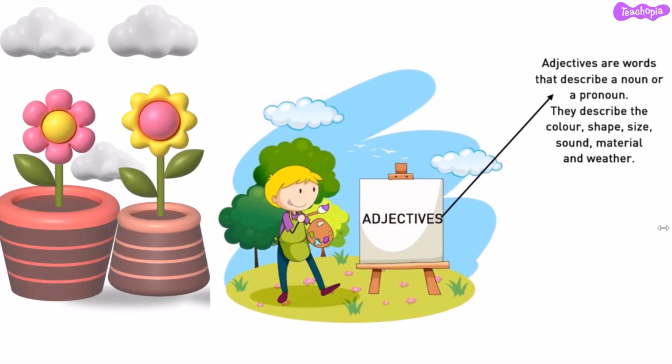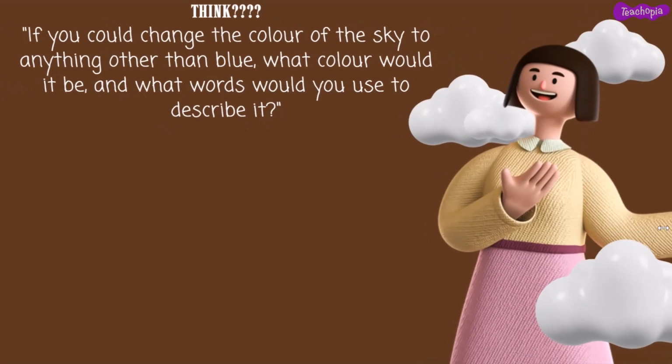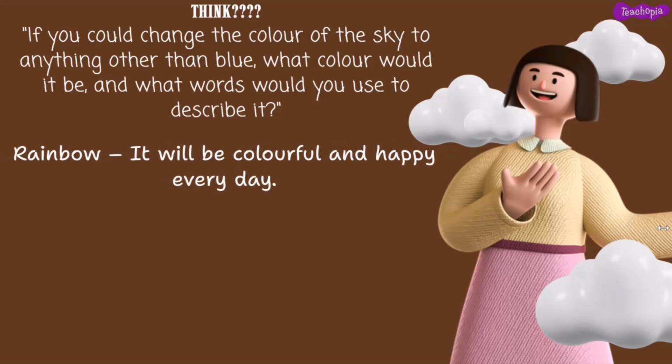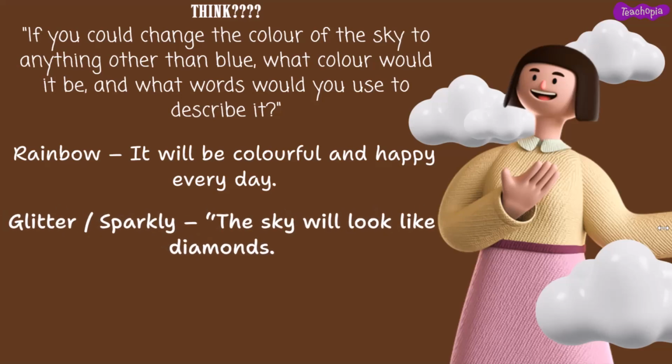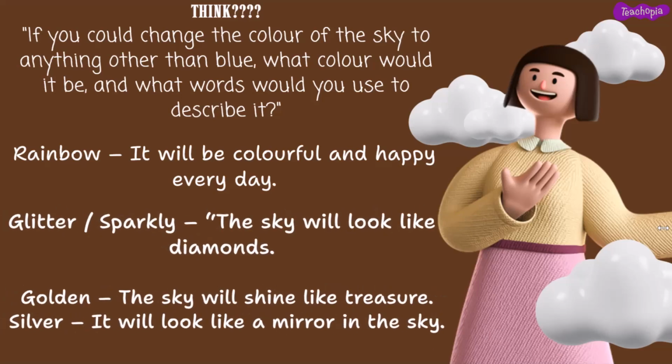Next, we are moving on to adjectives. Adjectives are describing words that tell us how something feels, smells, looks, or sounds. The think question is: if you could change the color of the sky to anything other than blue, what color would it be and what colors would you use to describe it? Rainbow, glitter or sparkly, golden or silver.